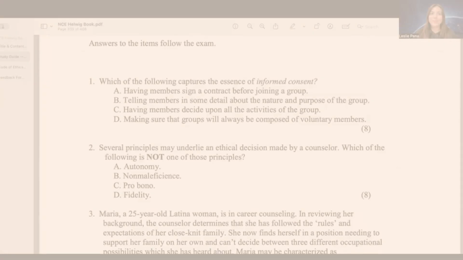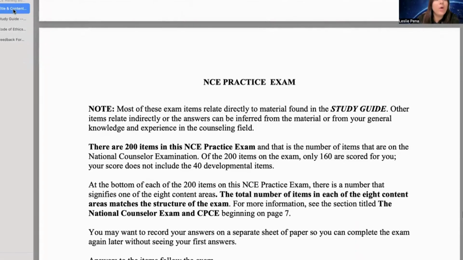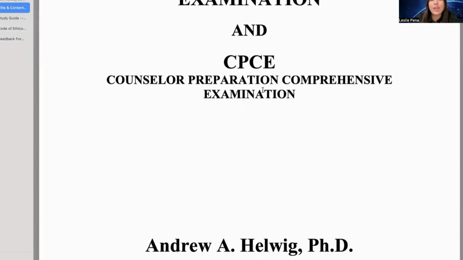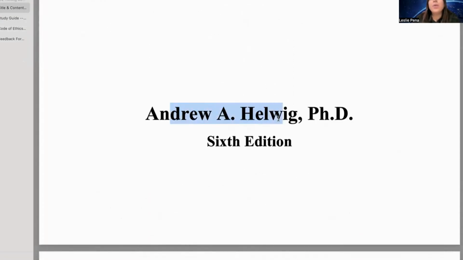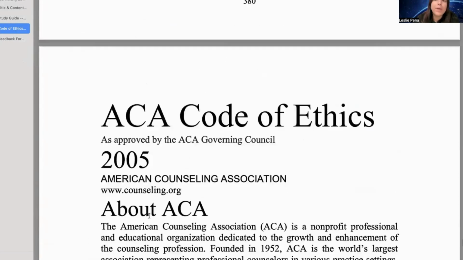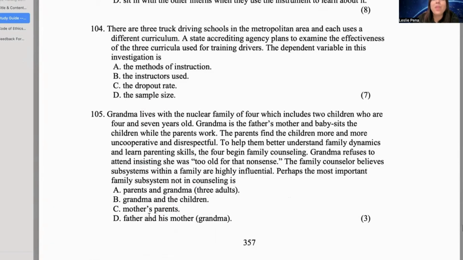Today we are going to be doing a practice NCE test, as many questions as we possibly can. So hopefully like 50. And I'm going to be sharing it with you guys. So let me go ahead and share. Okay. And the book that we're going to be using is the Helwig book, Study Guide for National Counselor Examination and CPCE Comprehensive Examination, Andrew Helwig, 6th edition. I think this is the newest edition. I'm not 100% sure. But regardless, I've seen a lot of similar questions. So we're going to go with this one.